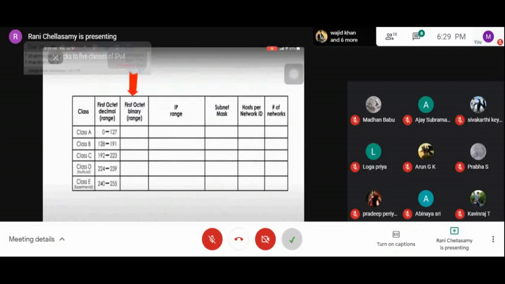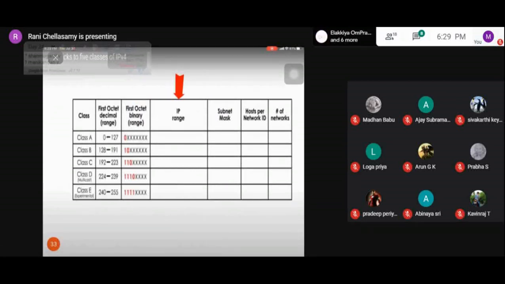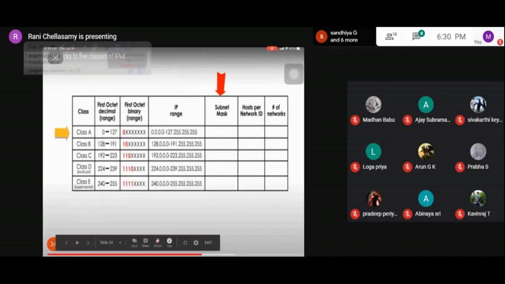So coming on to the first octet binary range, as already we have seen, class A should always start with a 0, class B starts with 10, class C 110, and class D 1110. So that will be filled in this first octet binary range. Next, you have to go for the IP range. So how will you represent it? This is 0 to 127.